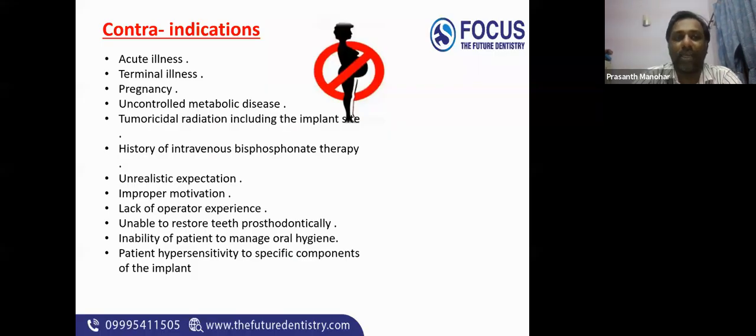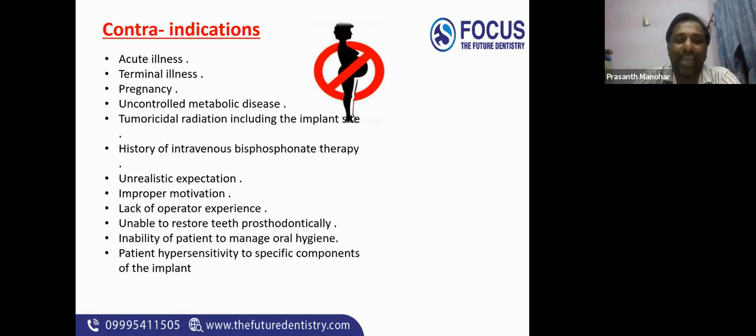Any acute illness is definitely a contraindication for a surgical procedure. Terminal illness, any patient who is at the terminal stage of his or her life, definitely it's a contraindication. Pregnancy is also a contraindication for implant surgery. Uncontrolled metabolic disorders are definitely a contraindication. Any radiation treatment over the implant site, definitely a contraindication. History of bisphosphonate therapy is a contraindication.